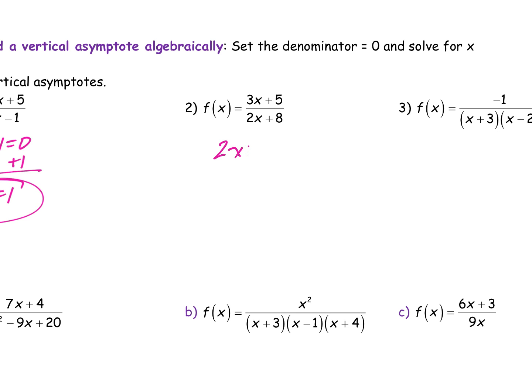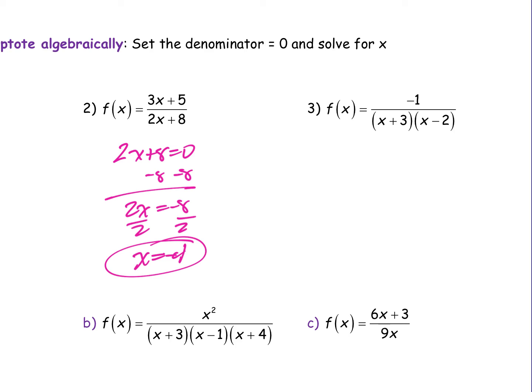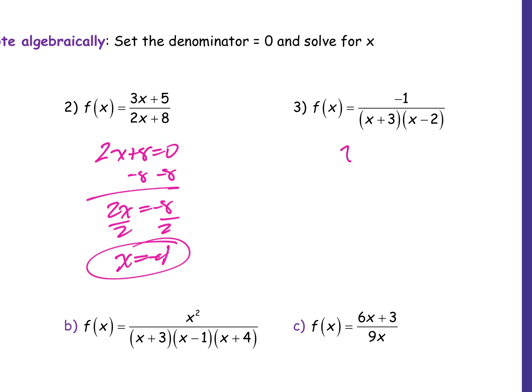So 2x + 8 equals 0. Subtract 8, divide by 2, x equals negative 4. Once I solve for x, it's already in equation form, so it's just x equals negative 4. For 3, x + 3 equals 0, and x minus 2 equals 0. So I get x equals negative 3, and x equals positive 2.